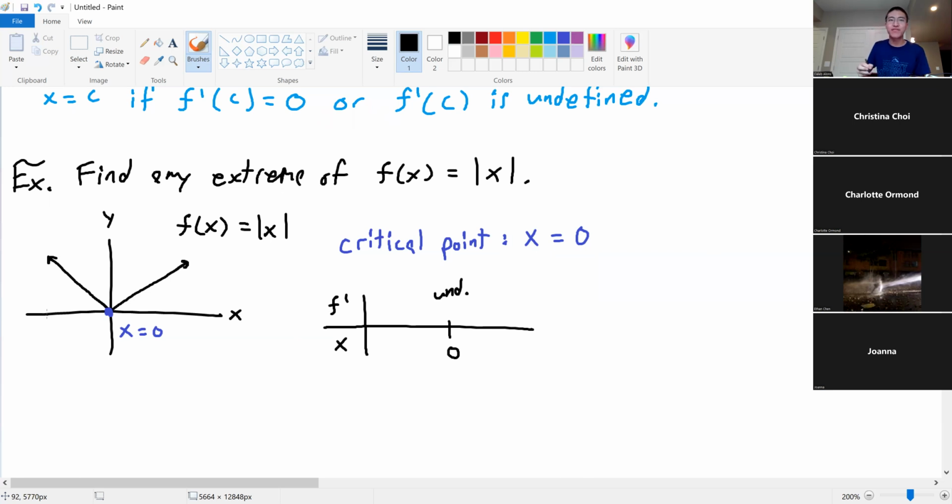Exactly, the derivative is negative. F prime is negative. So the sign of the derivative is negative for all of this side of it. Now let's do the same exact thing. Check the right side. What about the right side?